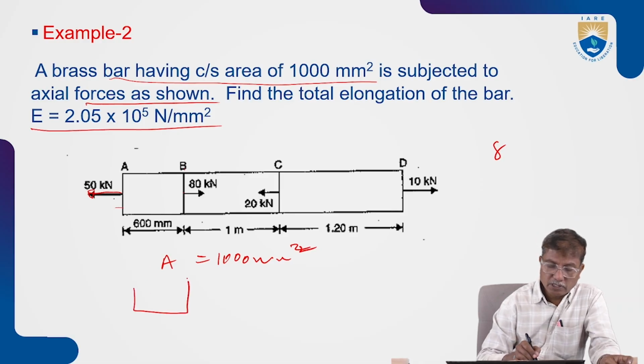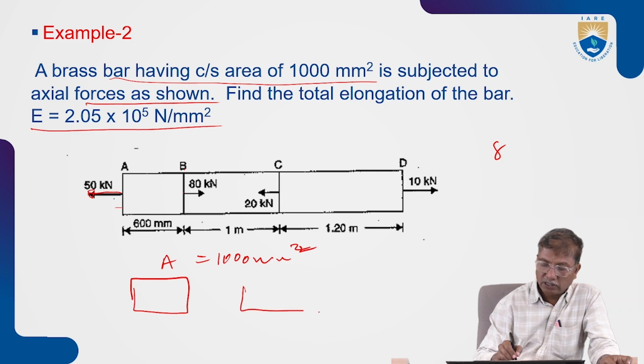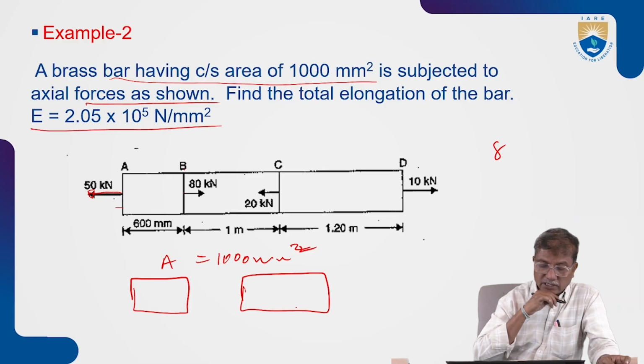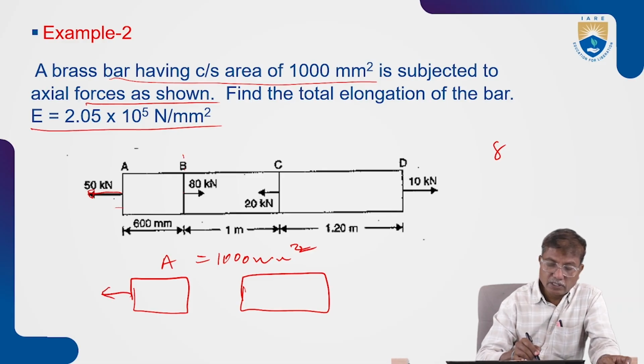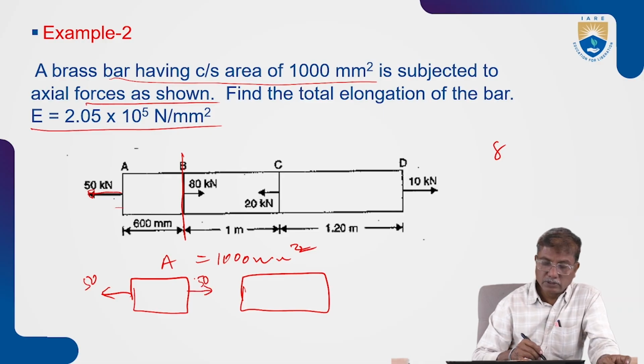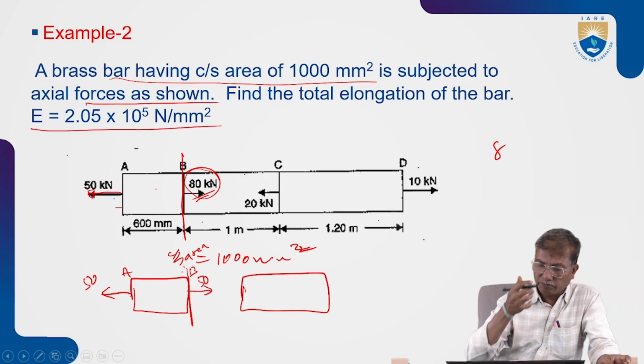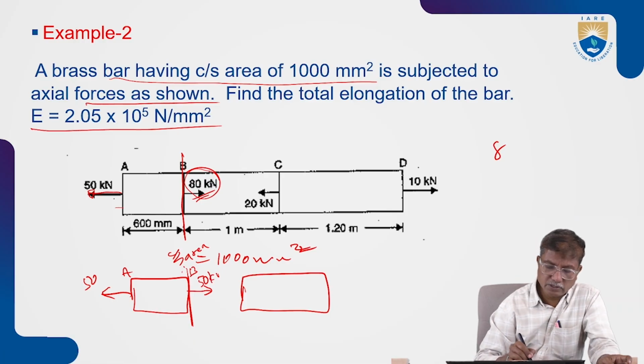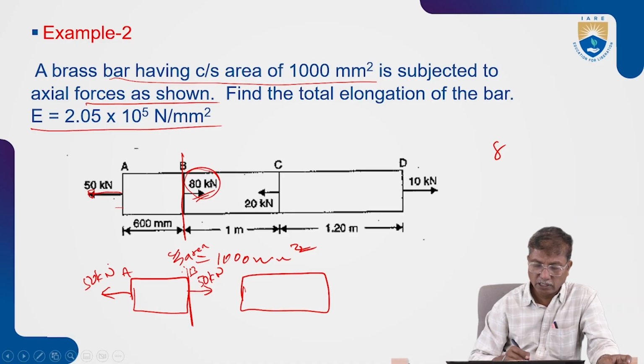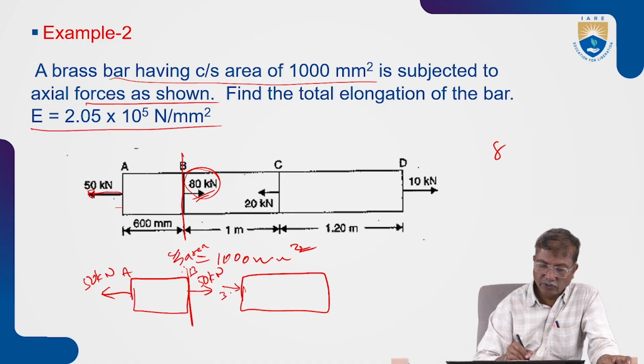For portion AB, if you consider the equilibrium of these sections, if you cut this here, for equilibrium we should have a force of 50 at section B, because a total force of 80 is acting here at B, but out of which only 50 kilonewtons is taken by portion AB. How about the remaining 30? Here we will have 30.